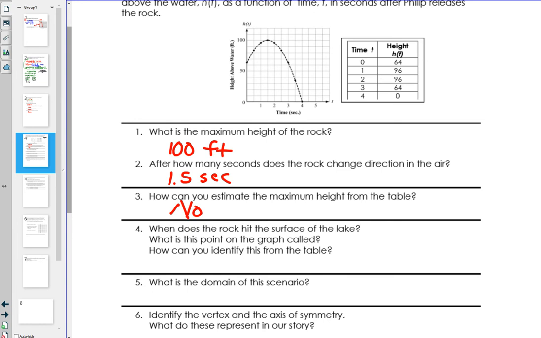When? So this is the time. When does the rock hit the lake? Actually, it only hit it once because it was launched from a height. How long did it take to hit the lake? 4 seconds.